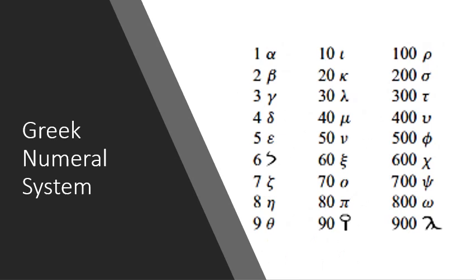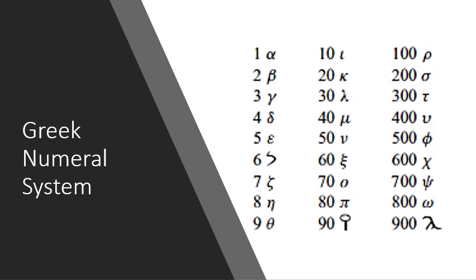Now, the Greeks also had their own number system. What they used were their letters to represent their numbers. However, there was a limitation. They only had 24 letters in the Greek alphabet, but they needed to represent 27 numbers. So they came up with three new symbols for number 6, number 90, and number 900.